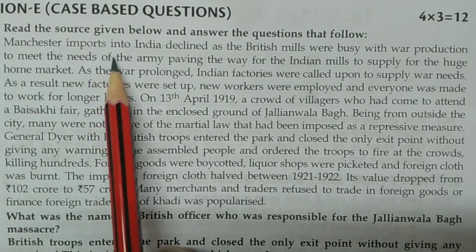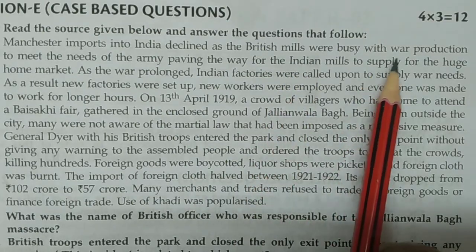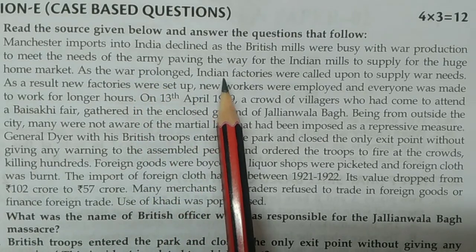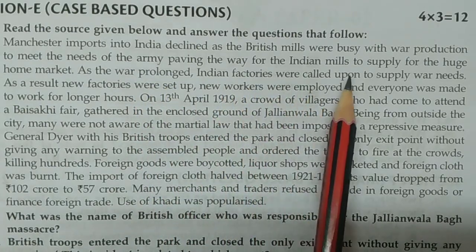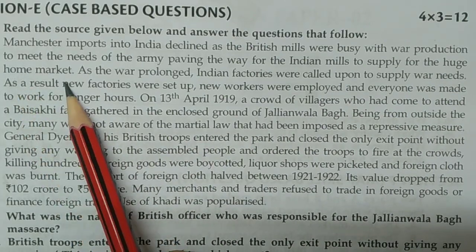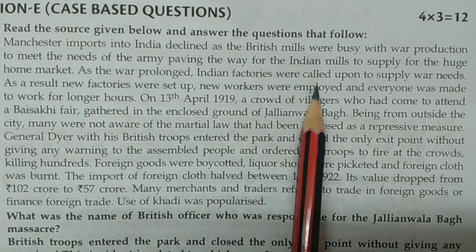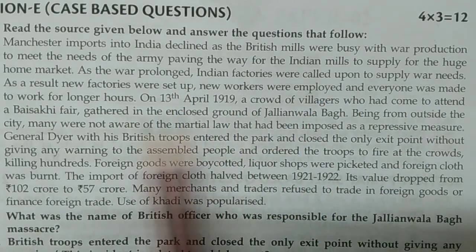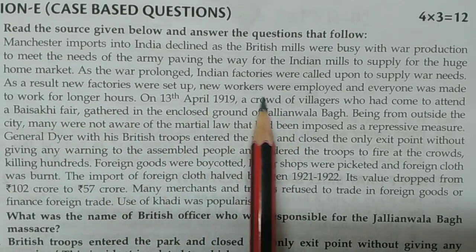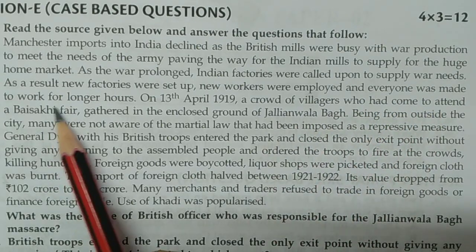Read this source given below and answer the questions that follow. Manchester imports into India declined as the British mills were busy with war production to meet the needs of the army, paving the way for the Indian mills to supply for the huge home market. As the war prolonged, Indian factories were called upon to supply war needs. As a result, new factories were set up, new workers were employed, and everyone was made to work for long hours.